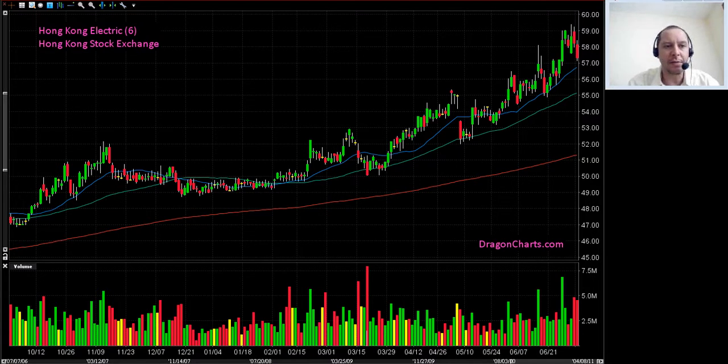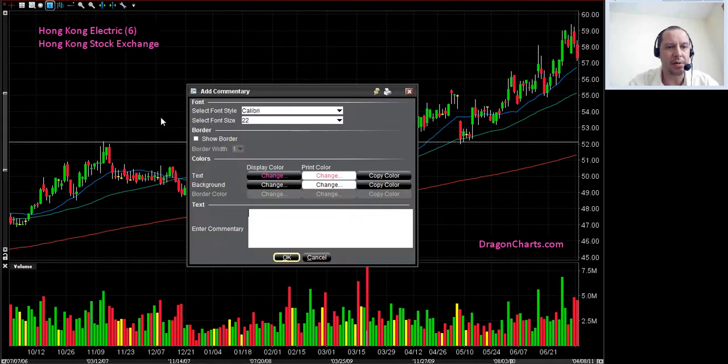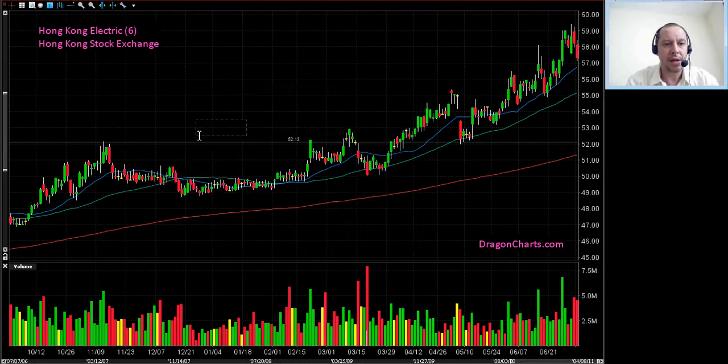If we take a look, first of all, we'll see, drawing this horizontal line, that this stock has recently broken out above resistance. This right here is called resistance. And resistance occurs whenever a stock tries to get above a certain price level and has difficulty doing so.